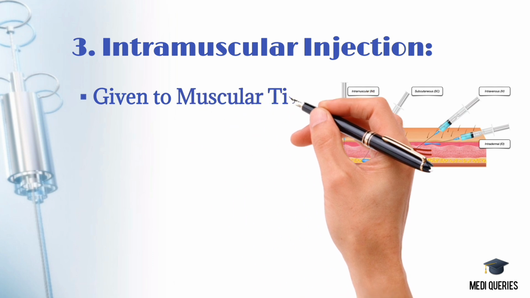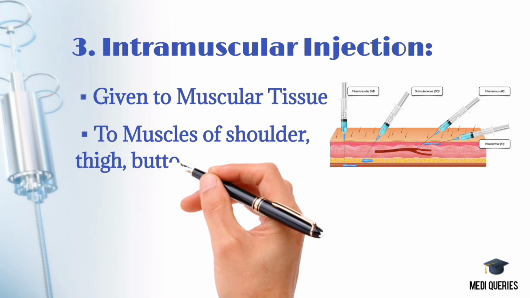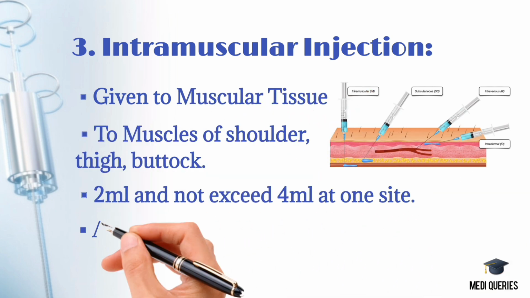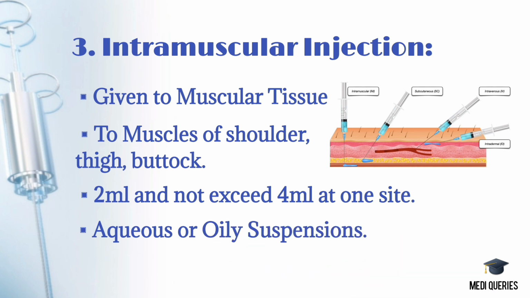These injections are given into the muscular tissues. The muscles of the shoulder, thigh or buttock are usually selected. Generally, volume up to 2 ml is administered by this route and should not exceed 4 ml at one side. Aqueous or oily suspensions and oily solutions can be administered by this route.